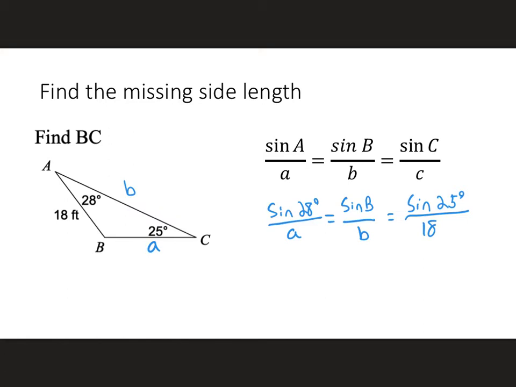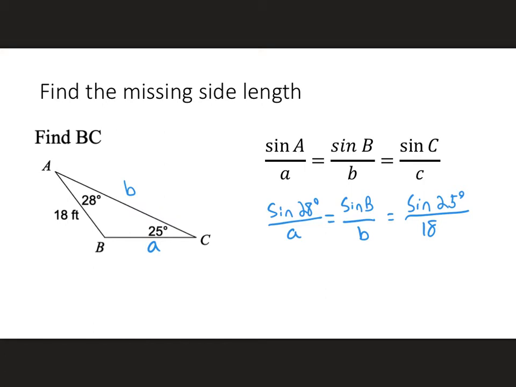Now, it is really important that at least one of these proportions has an angle in the numerator and a side length in the denominator. And as long as you have the numerator filled out completely and the denominator filled out completely, you can continue using the law of sines. If you ever run into the situation where you don't have both the numerator and denominator filled out in at least one of these fractions, you have to stop using the law of sines and move on and try to use the law of cosines.